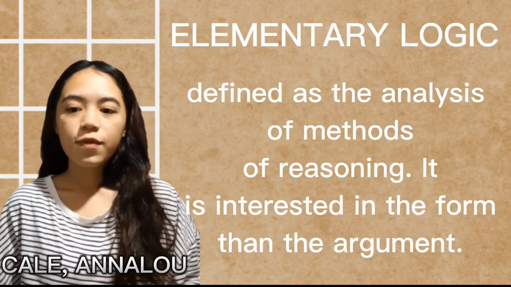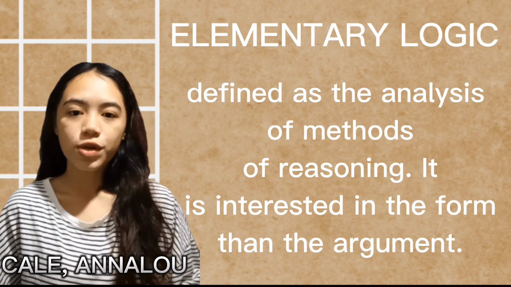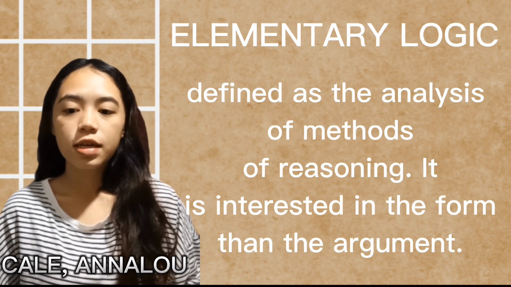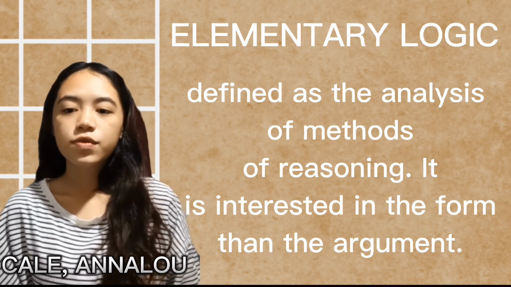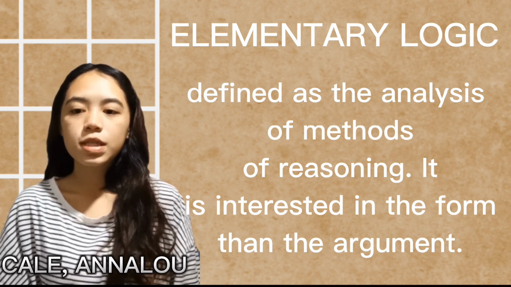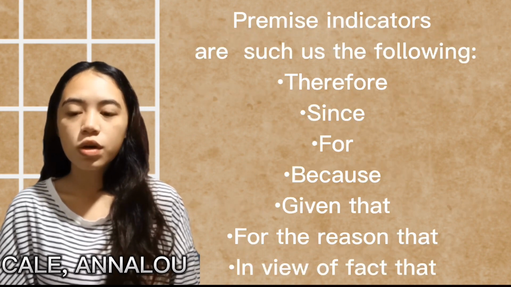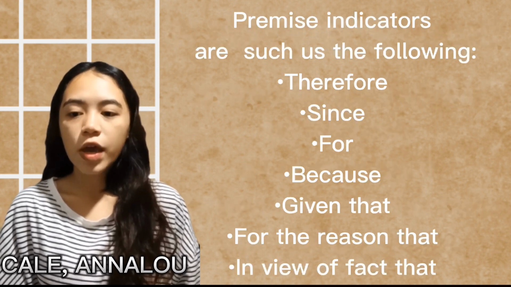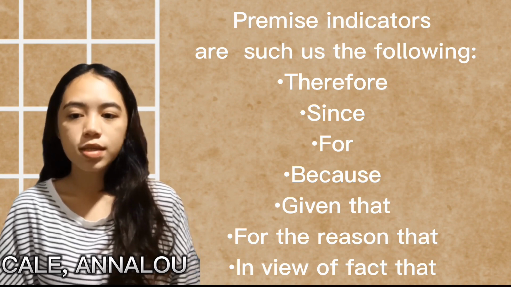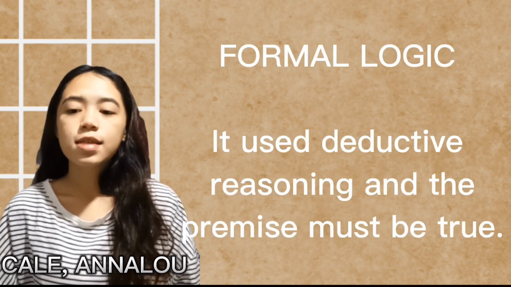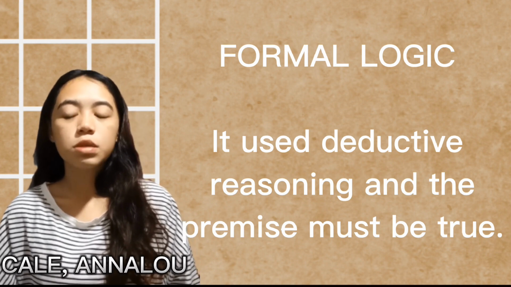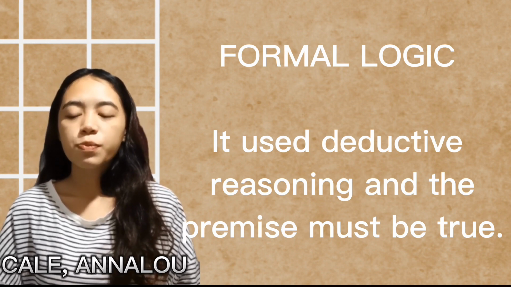Elementary logic is defined as the analysis of methods of reasoning. It is interested in the form rather than the content of the argument, and it consists of drawing conclusions from given hypotheses. There are many premise indicators that are commonly used, such as "since" and "for", that indicate a statement that comes from before. One example of elementary logic is formal logic. It uses deductive reasoning and the premises must be true. You need to follow the premises to reach the formal conclusion.